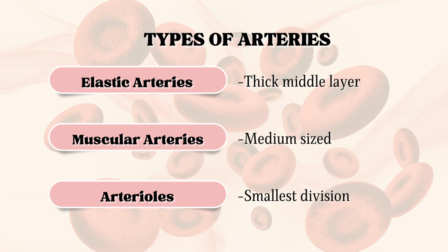The muscular arteries, also called distributing arteries, are medium-sized. They draw blood from the elastic arteries and branch into resistance vessels. These vessels include small arteries and arterioles. Lastly, the arterioles are the smallest division of the arteries that transport blood away from the heart. They direct blood into the capillary networks.